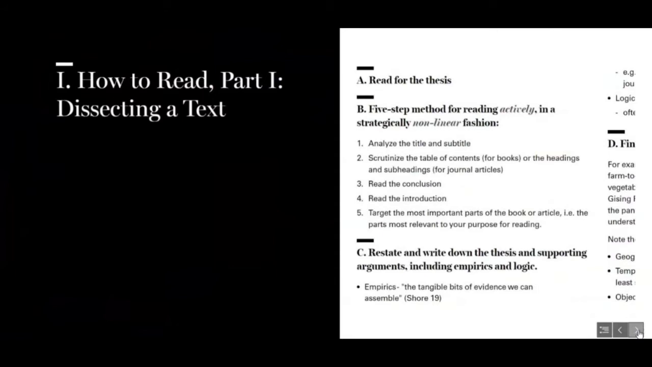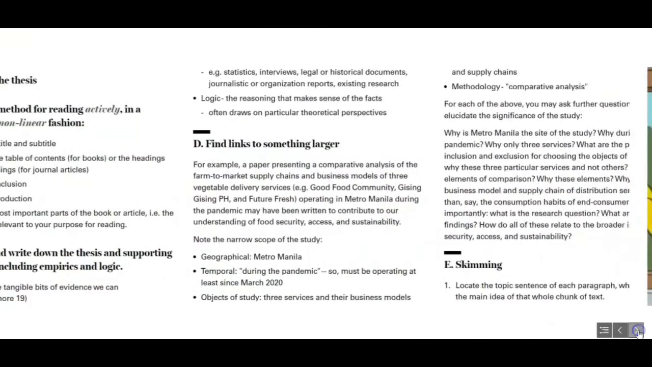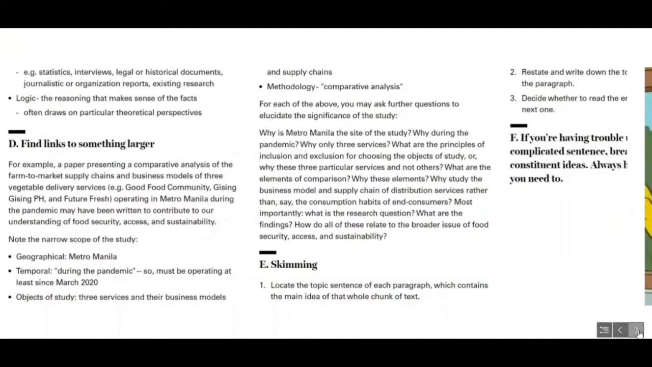So when I say empirics and logic, empirics refer to the tangible bits of evidence that we can assemble. So examples of empirical information in a work include statistics, interviews, legal or historical documents, journalistic or organizational reports, and existing research. These are empirical material, like data that you can actually reference, pieces of evidence that are used to justify a particular argument or position. The logic refers to the reasoning that you do in order to make sense of the facts.